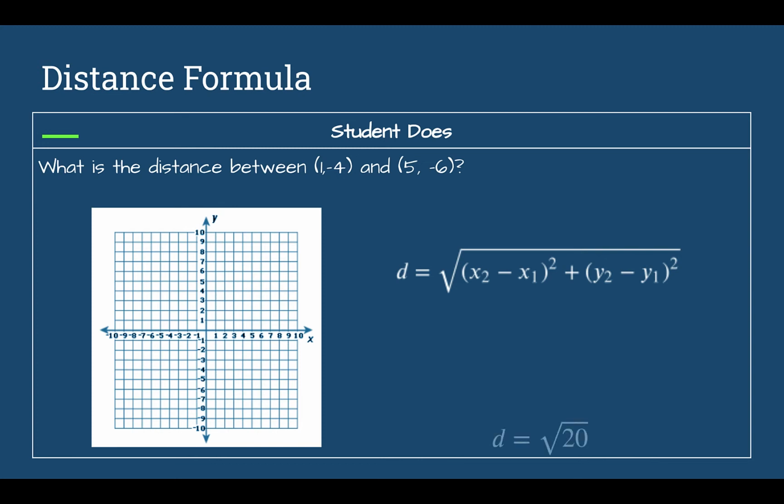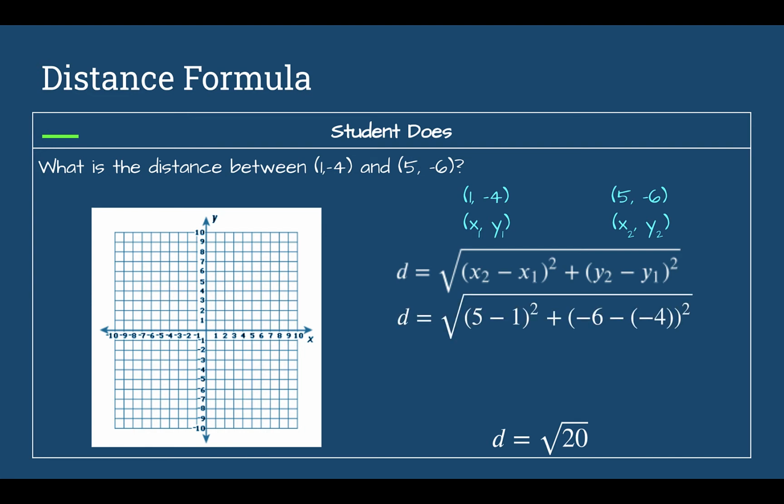Let's check. You should have found that d, your distance, was also the square root of 20. That's just coincidence. It's not always going to be that. Your coordinates, x1, y1, are 1 and -4. x2 and y2 are 5 and -6. As I said before, be super careful with subtracting. You can see in that second area here, we have -6 minus -4. So we're actually subtracting a negative, which gives you -2. Simplifying it out, we end up with 20 again, so 4.47.